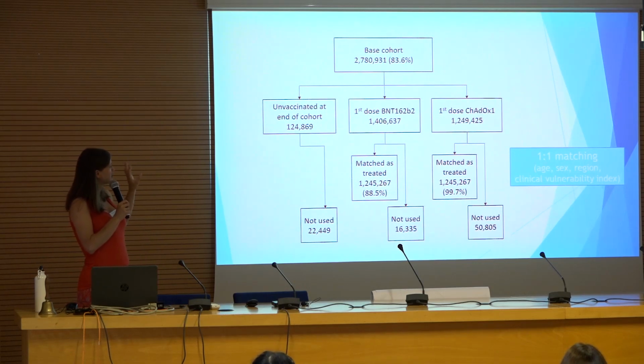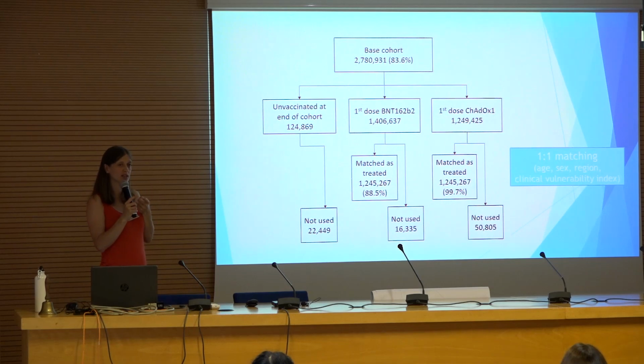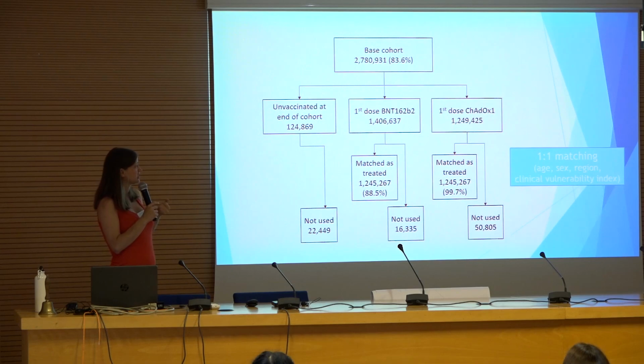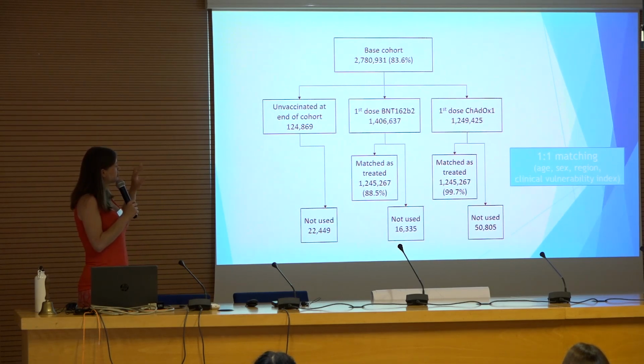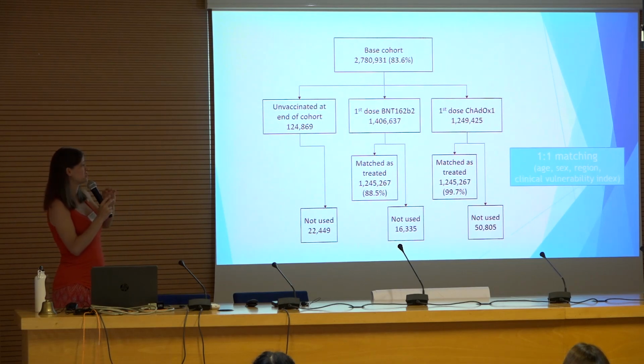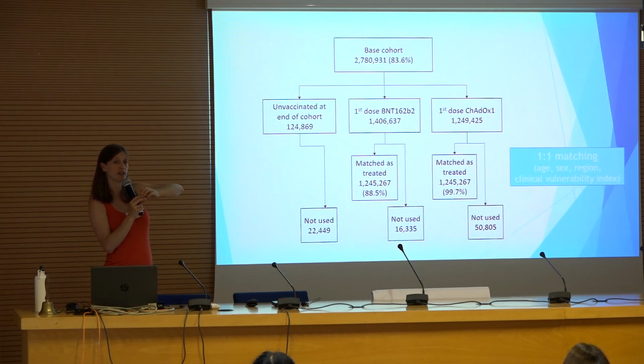So who were they matched to? Well, they were matched on age within a couple of years, sex, region, and an index of clinical vulnerability. The controls were drawn from all 3 groups. So someone who got a Pfizer vaccination could have been matched to someone who never got vaccinated, someone who subsequently got a Pfizer vaccine, or someone who subsequently got an AstraZeneca vaccine. So the matches are drawn from across these 3 groups. Hopefully that's clear.